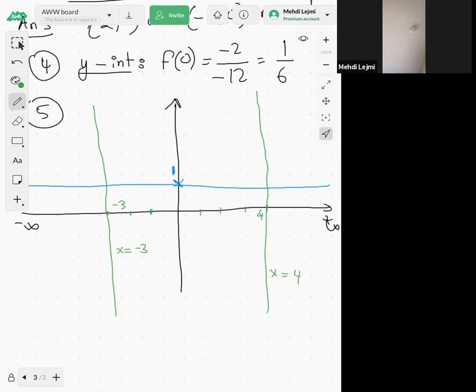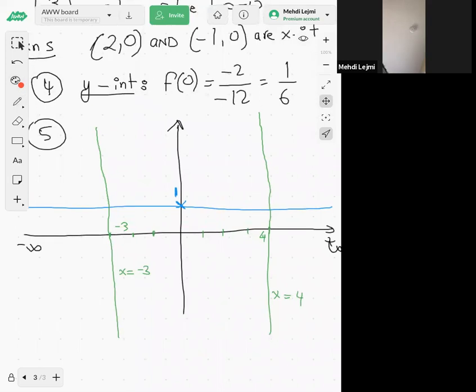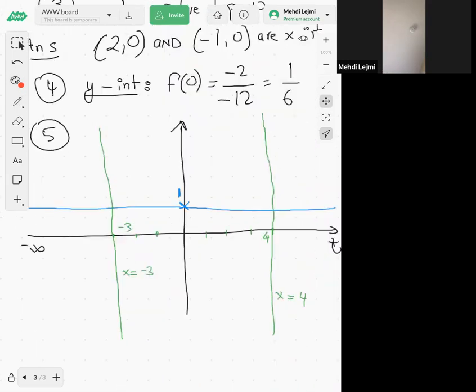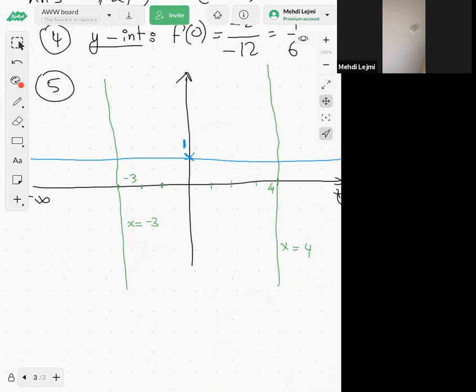And finally, I'm going to plot the x-intercepts and the y-intercept. So we said that the x-intercepts are 2 and -1. So here's 2, and here's -1. And finally, my y-intercept is 1 over 6. So it's somewhere right here.